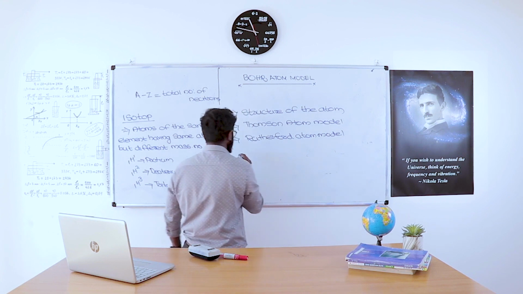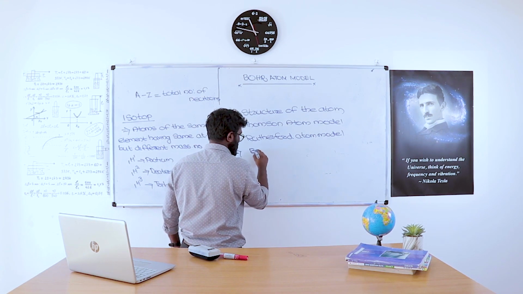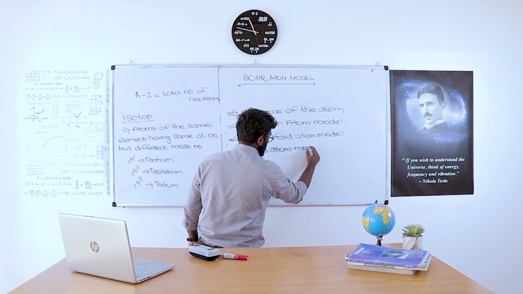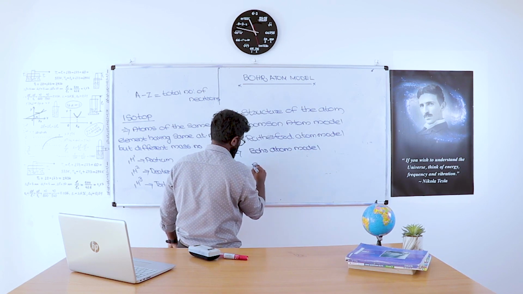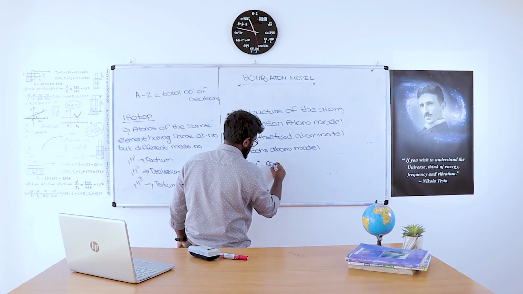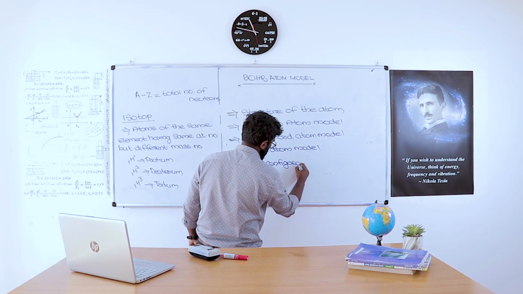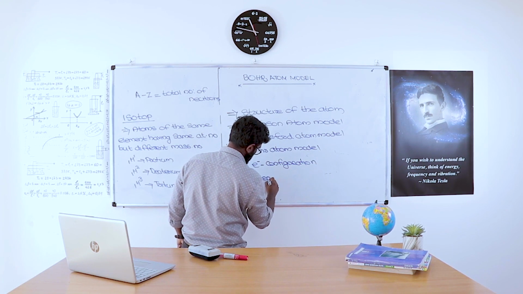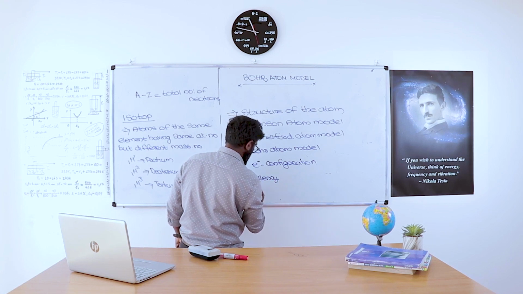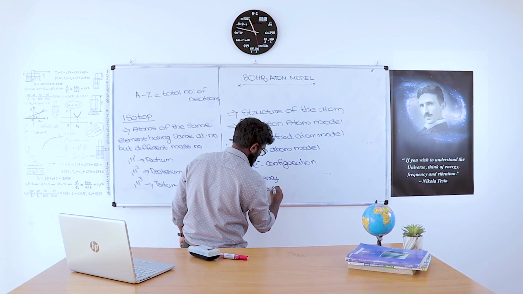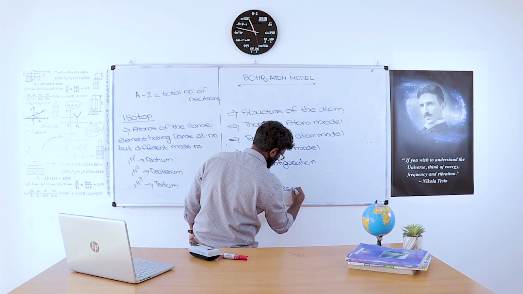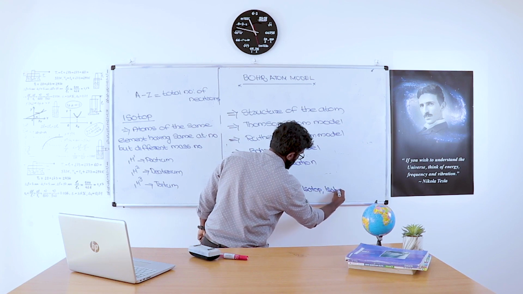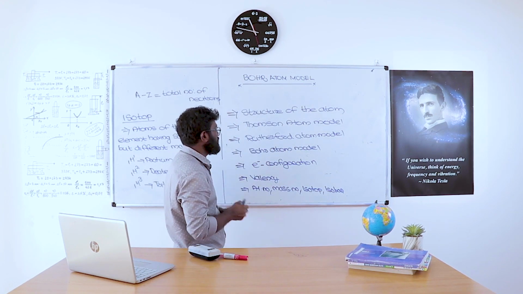Then the fourth one is the Bohr atom model. There are 3 postulates regarding the Bohr atom model. Then electronic configuration, then valency. Finally, atomic number, mass number, isotope and isobar. These are the things we studied in the chapter.